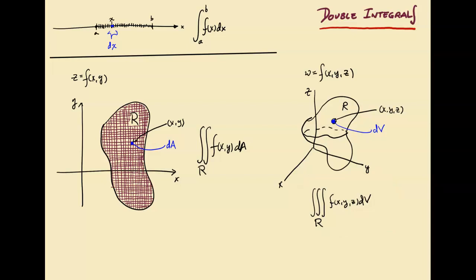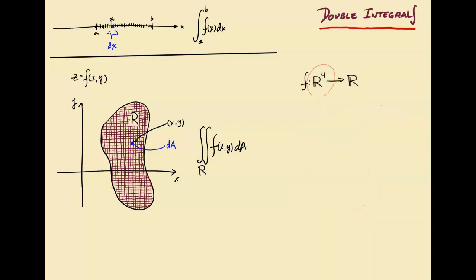For that matter, if I had a function from R4 to R, now I can't even draw you the domain, but nonetheless, we know the domain is some subset of R4, and if we could find a way to specify some region of R4, then we could do a quadruple integral of f over that region.